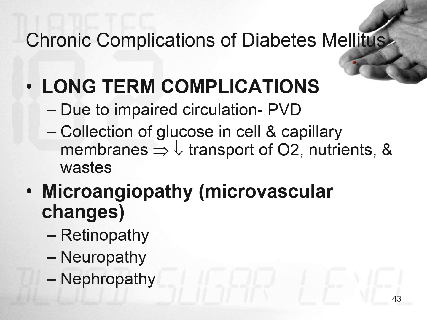So long-term complications, the chronic complications of diabetes, are going to be due to that impaired circulation, that peripheral vascular disease, and the collection of glucose in cells and capillary membranes will decrease the transport of oxygen, nutrients, and waste. And then microangiopathy, those microvascular changes, are going to cause things like retinopathy, neuropathy, and nephropathy.